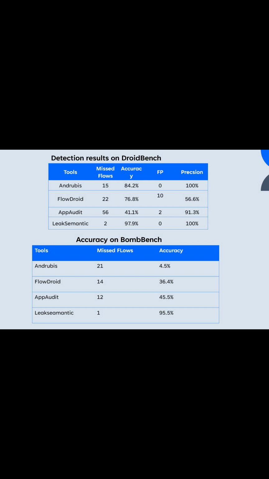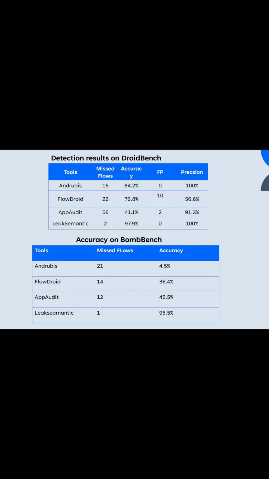Link-O-Matic, along with other taint analysis tools, struggles to detect flows involving inter-application communications, posing a challenge for detecting collusion attacks. Additionally, control flow dependent taints remain an unresolved issue, a common drawback in taint analysis tools.